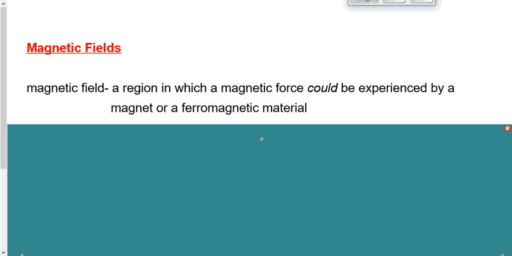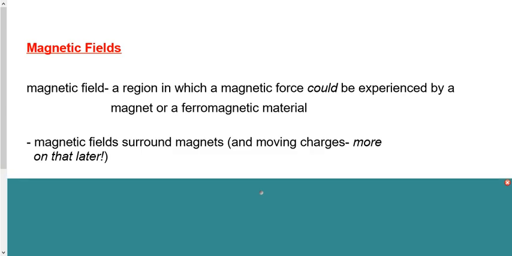Magnetic fields are caused by magnets, and they're also caused by electric currents or moving electric charges. We'll talk about the moving electric charges thing a little bit more tomorrow: why that happens, how it happens, what the magnetic field looks like, and so on. So you know now, it can be caused by an electric current or moving electric charges.